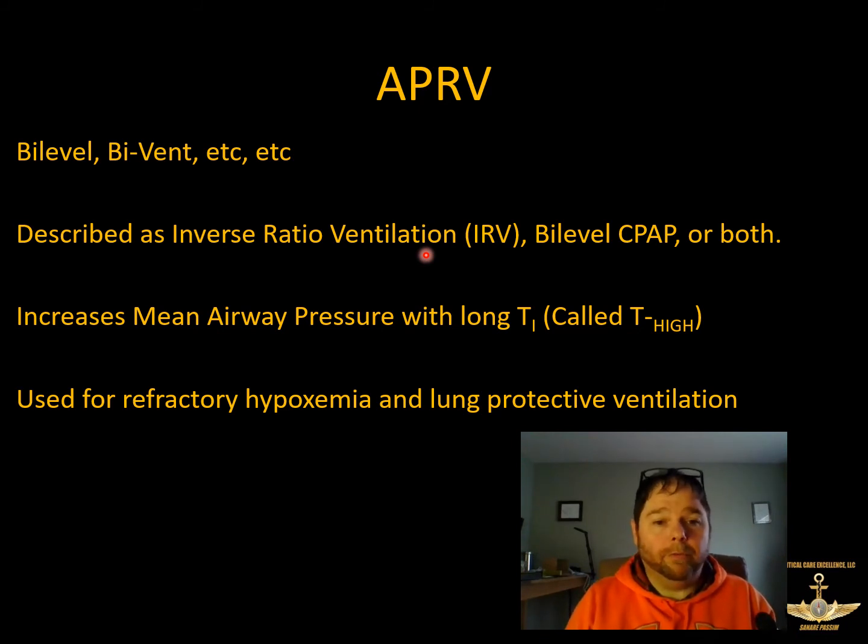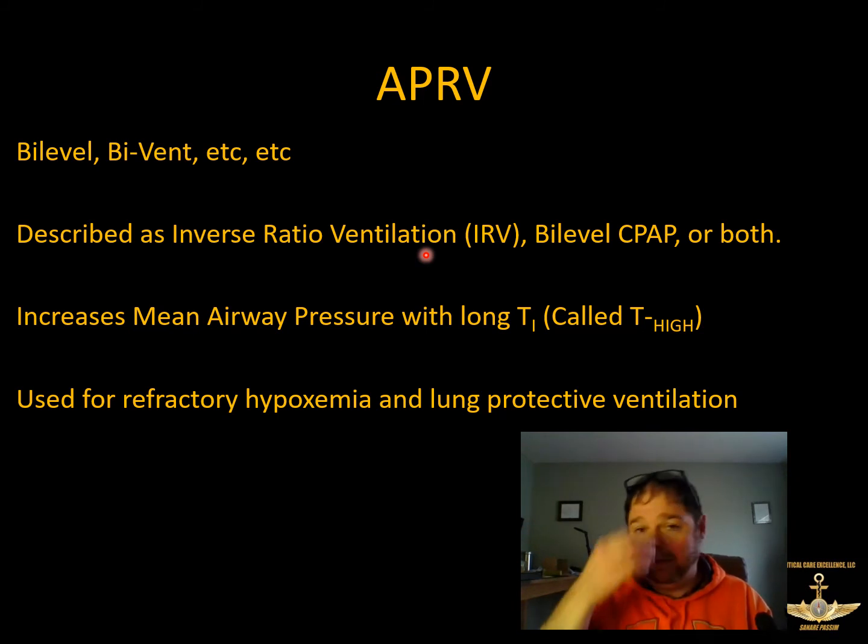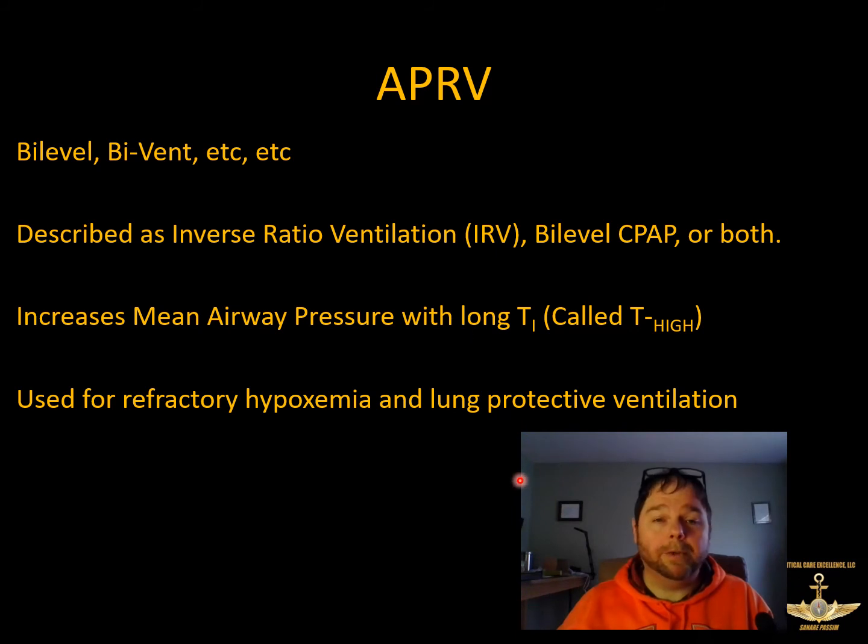And again, it's used for refractory hypoxemia, and you'll also see it used for lung protective ventilation. So for those of you who transport patients out of 3 North to go to long-term care facilities like Life Care or PAM, they call it now, you'll see almost all those patients are going to be on APRV, and they use it up there for lung protection. And it works really, really well for that. And I'll explain why.